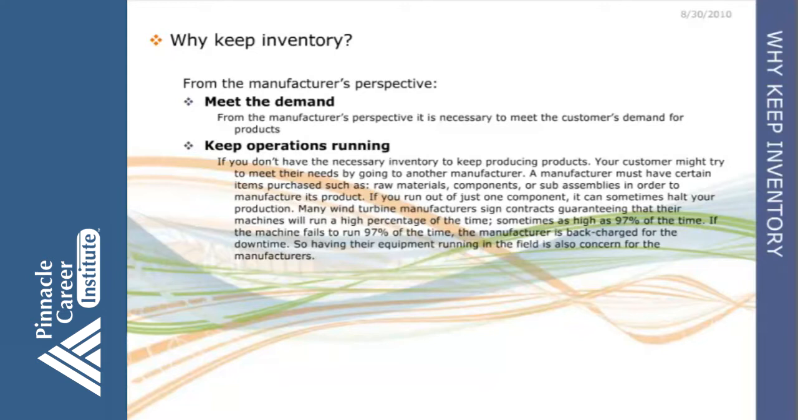A manufacturer must have certain items purchased, such as raw materials, components, or sub-assemblies, in order to manufacture its product. If you run out of just one component, it can sometimes halt your production. Many wind turbine manufacturers sign contracts guaranteeing that their machines will run a high percentage of the time, sometimes as high as 97% of the time. If the machine fails to run 97% of the time, the manufacturer is back charged for the downtime. So, having their equipment running in the field is also a concern for manufacturers.